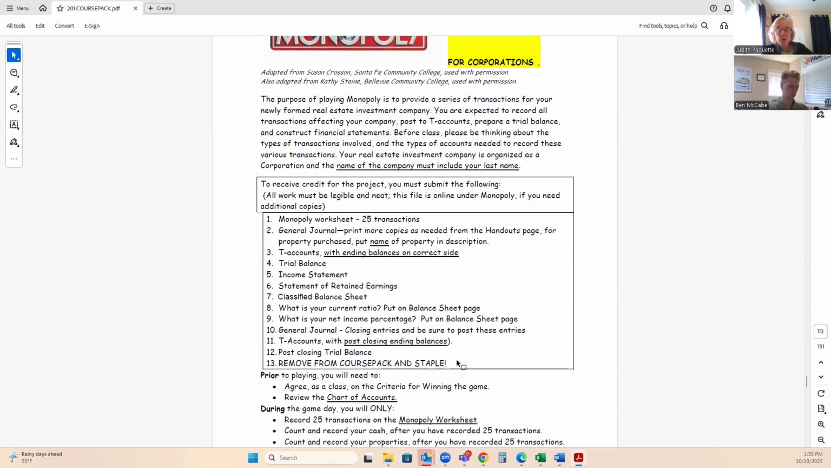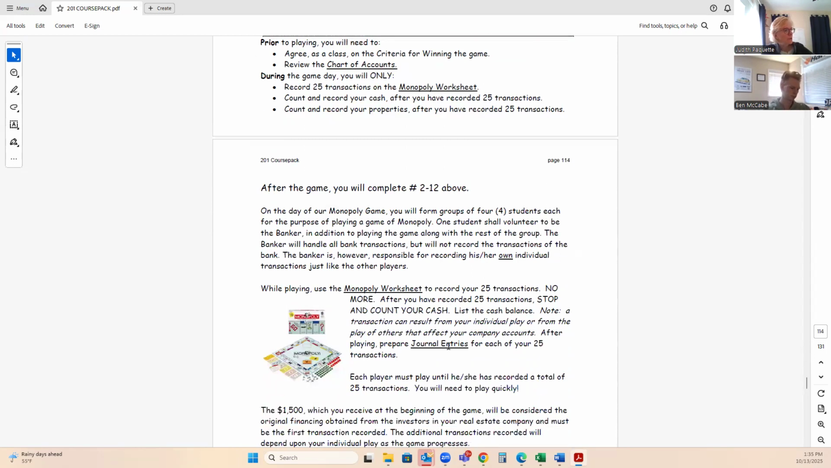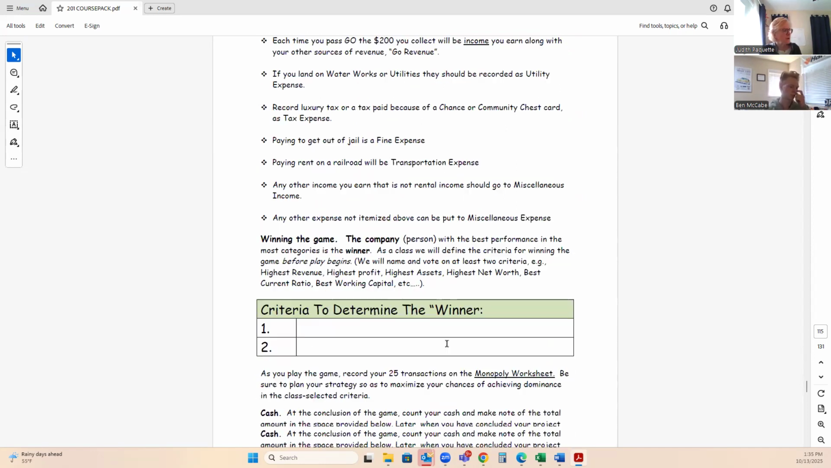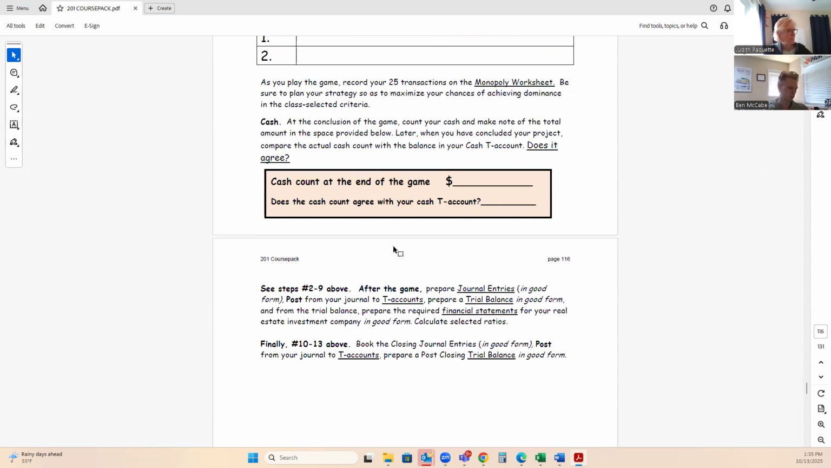And then pull it out of your course pack and staple it, and you will be turning that in at the beginning of class. And then we'll spend some time during class doing peer evals. So plan about 3 hours. You guys have already played, and feel free to ask questions in the middle of this, Ben. You guys have already played Monopoly in class on Thursday. We've already agreed that the person with the most assets and the highest net income will be the overall winner.